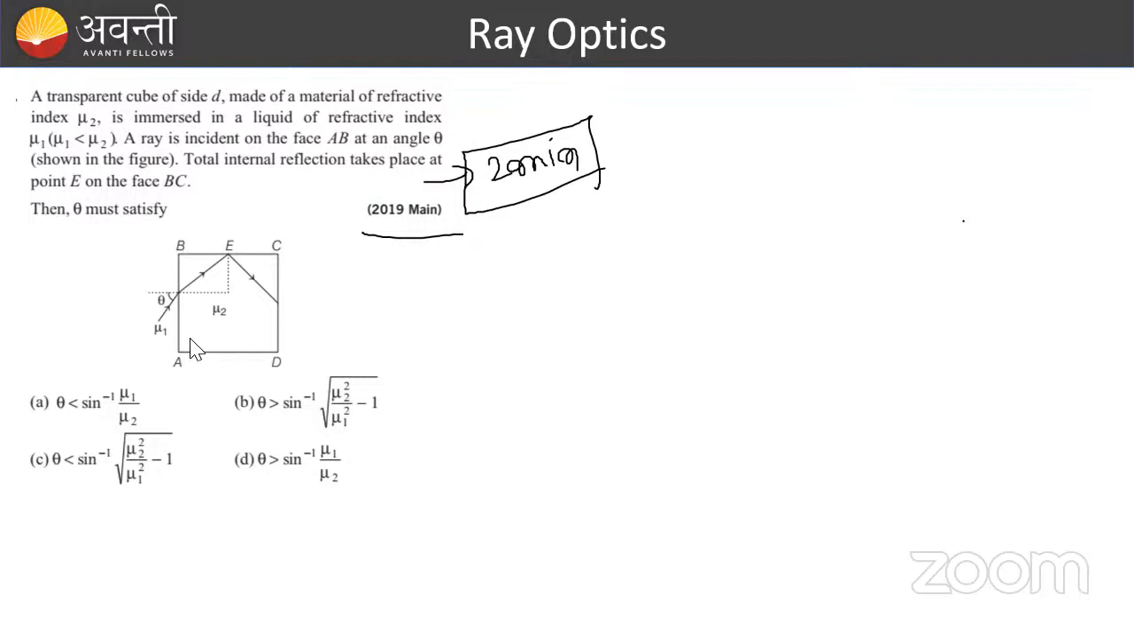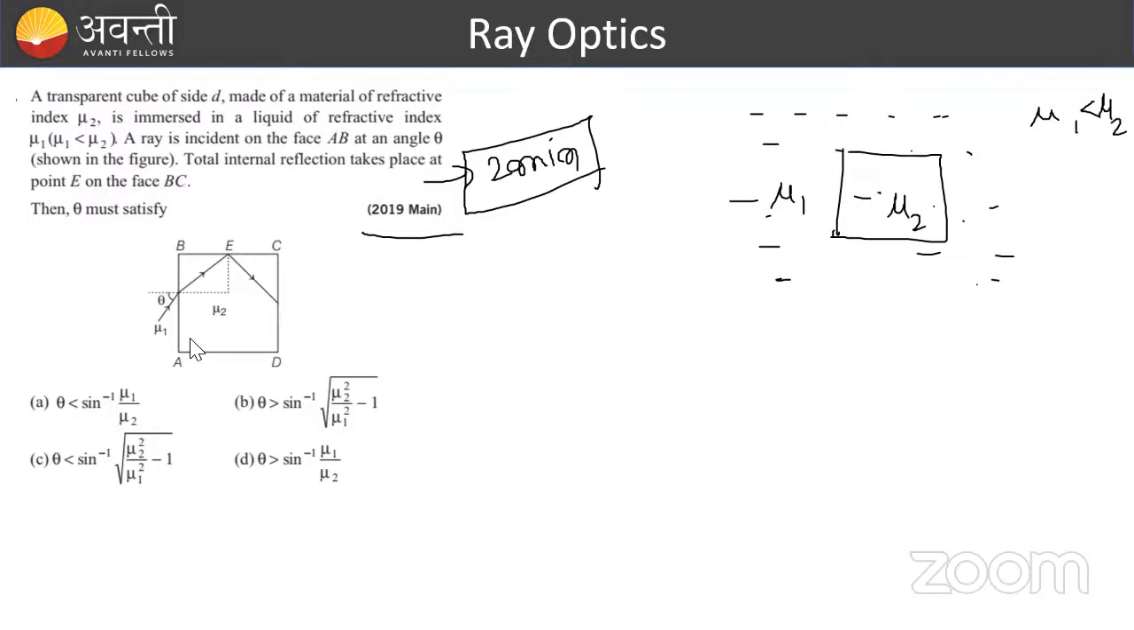Okay, I will discuss beat by beat. Let's start with the basics. There is a transparent cube of side D. So this is a transparent cube, side D, made of material of refractive index mu2. And this is immersed in a liquid, meaning in the surrounding there is liquid, and in this surrounding a cube is kept. The refractive index of the liquid is mu1, and the cube's refractive index is mu2, such that mu1 is less than mu2. So this is rarer, this is denser.